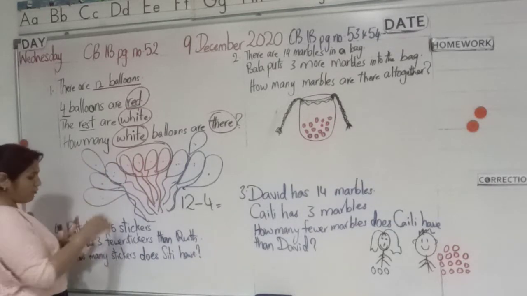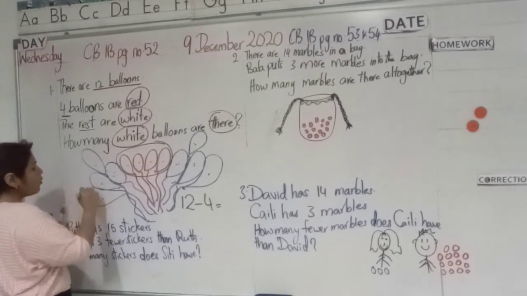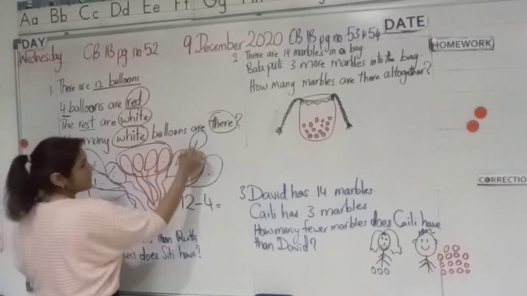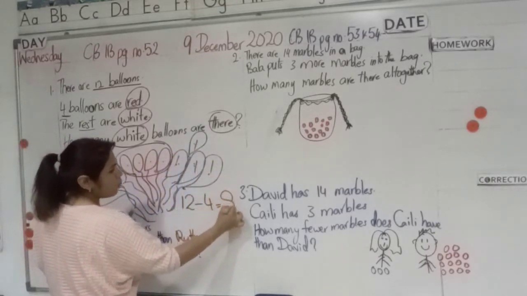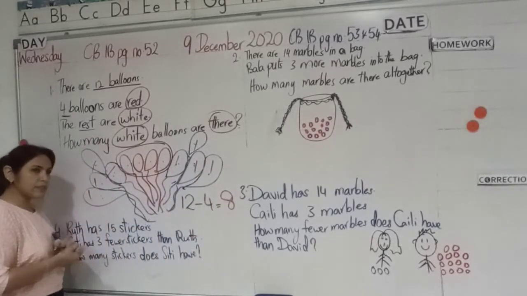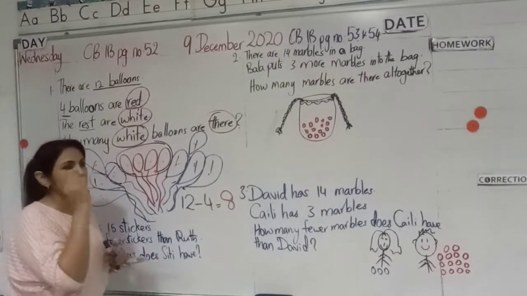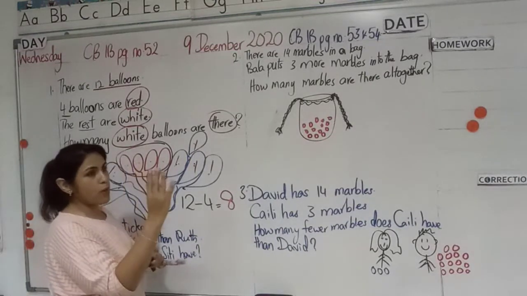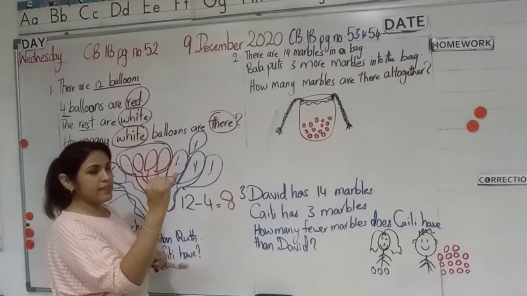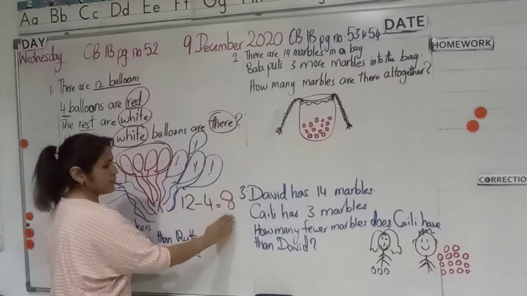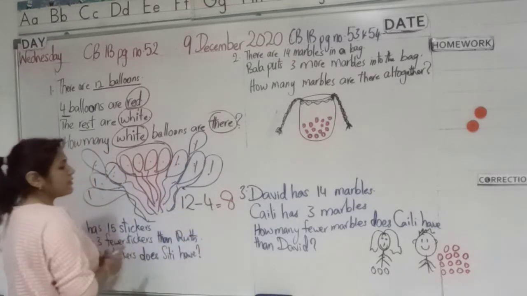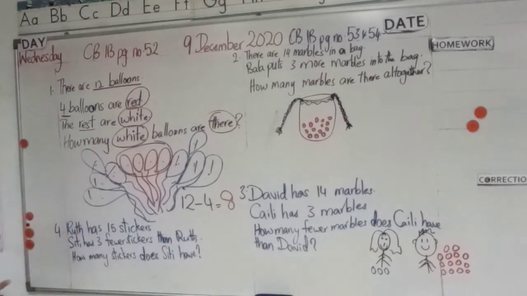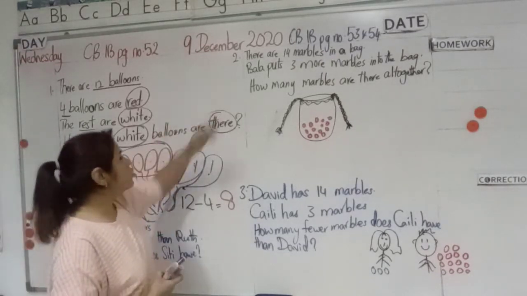So, just now we found out there are 1, 2, 3, 4, 5, 6, 7, 8 white balloons. Let's do mental maths. 12 in the brain, 4 on my fingers. I'll count backward from 12. 11, 10, 9, 8. So here is the answer. There are 8 white balloons. Okay. Now let's look at number 2.